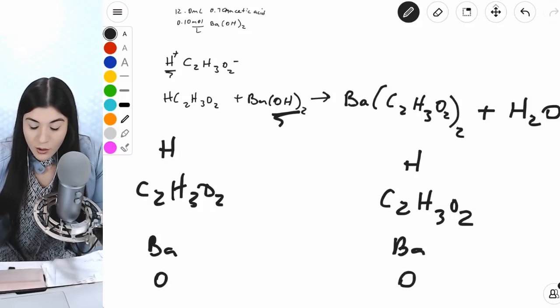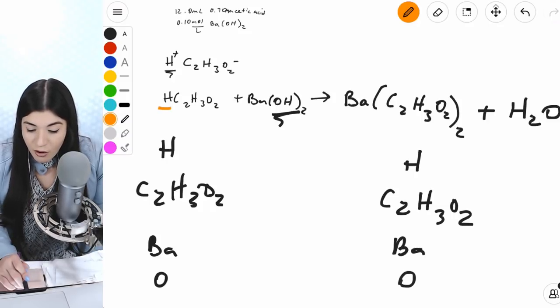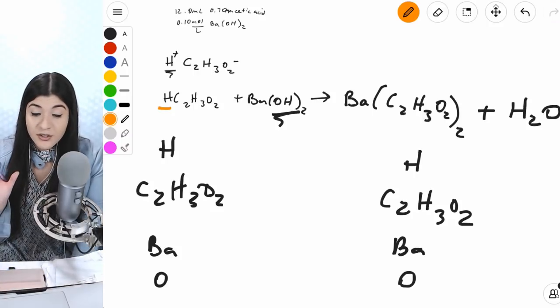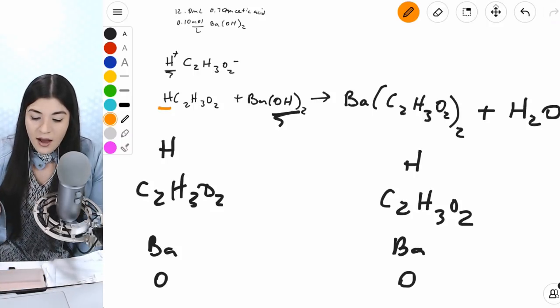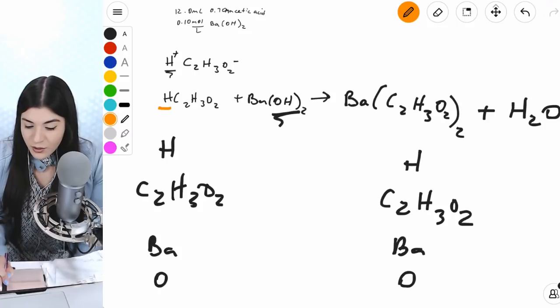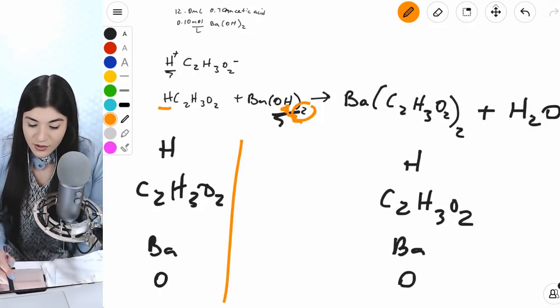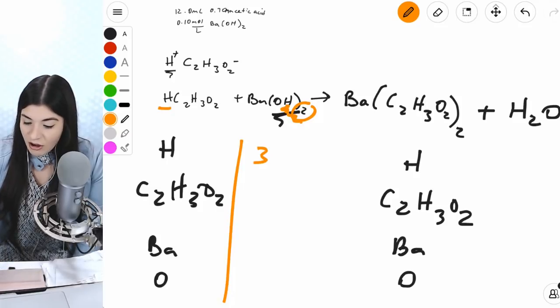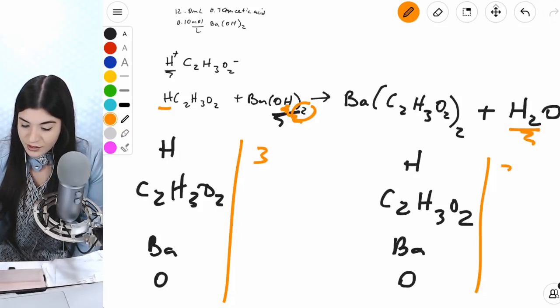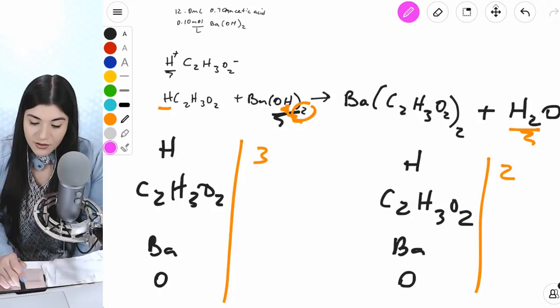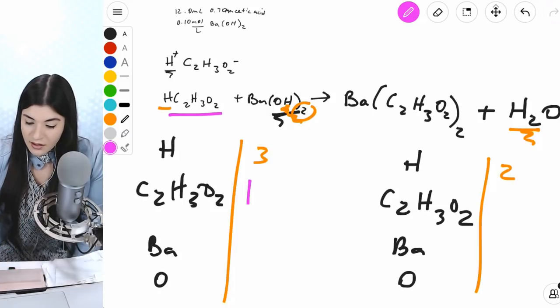Okay, so how many hydrogens do we have overall? Well, there's one. I'm not going to touch the ones that are within the acetate ion, and then this is just one, so there are 3 here because of this 2. So far we have 3 hydrogens. On the opposite side, we only have 2. For acetate here, there's only 1. And for acetate here, there are 2.